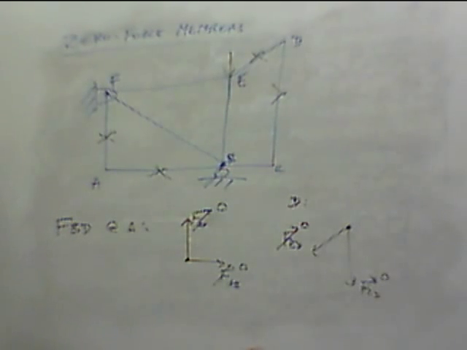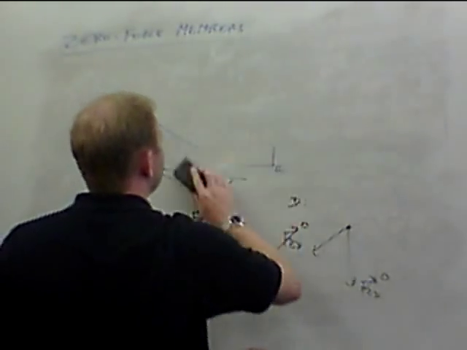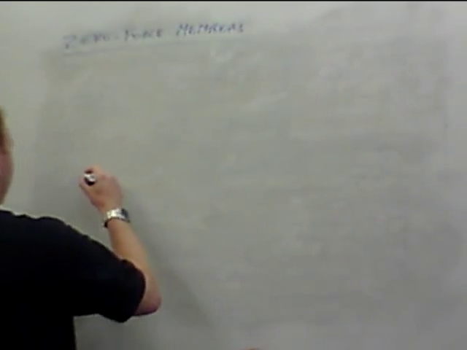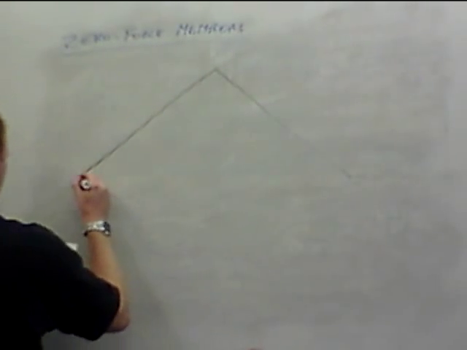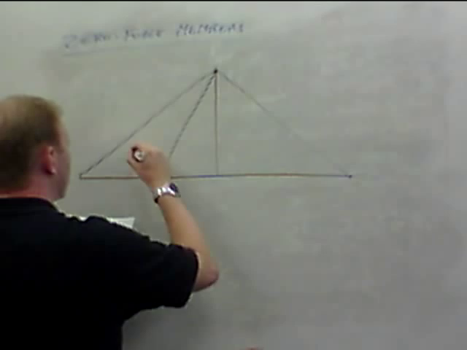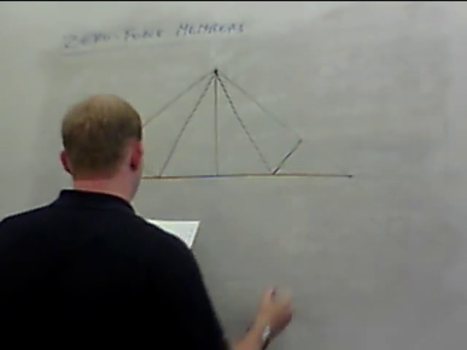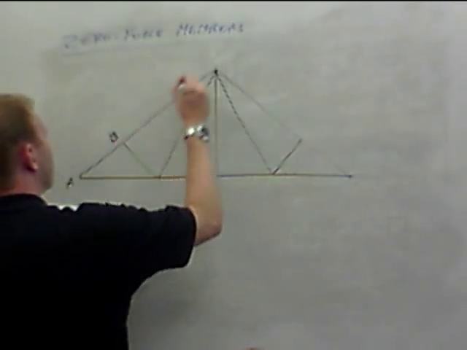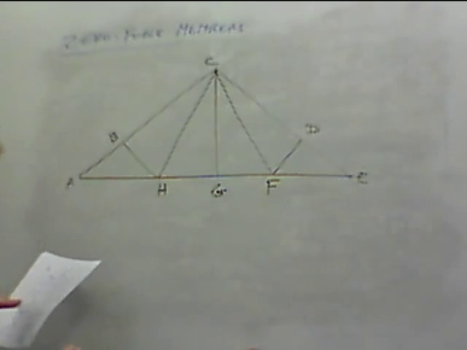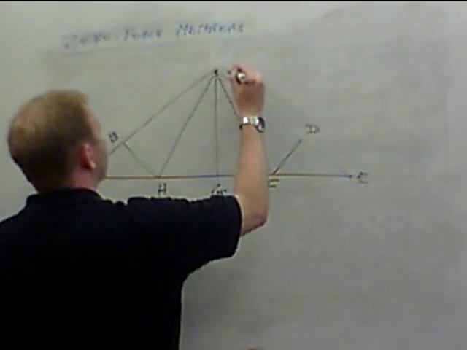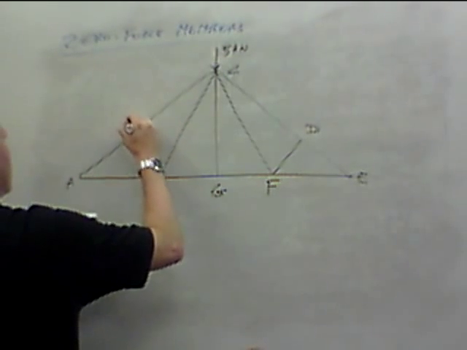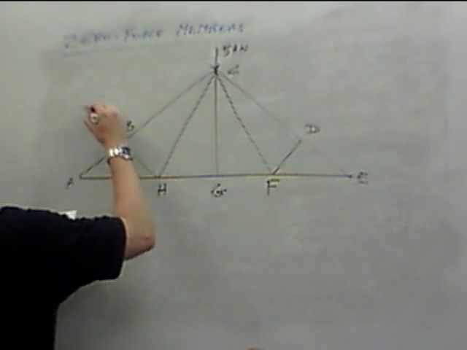Taking a look at another, more realistic example, if I have a variation of a Howe truss, down, this goes here, this goes here, this goes here, this goes here. A, B, C, D, E, F, G, and H. My loading here, I'm going to have 5 kilonewtons here, and then at B, I'm going to have 2 kilonewtons.